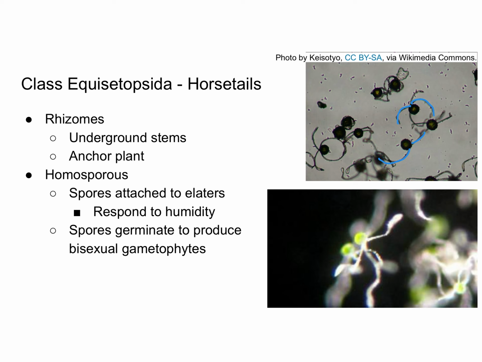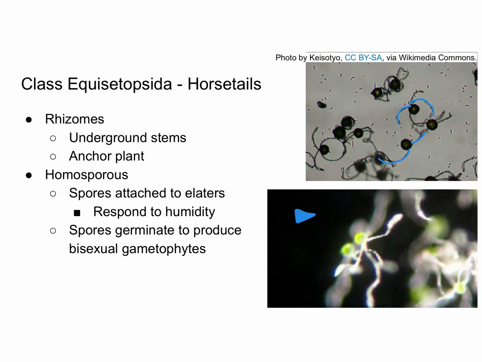And this screenshot down below, this is actually a video that I can't play here, but I will post it on the course site because it actually shows these elaters in action. Because what happens is that the elaters can actually change their shape based on how humid it is. So they act as almost like little propellers to help the spores to disperse when it's humid enough out for them to hopefully find a wet place to land to germinate.